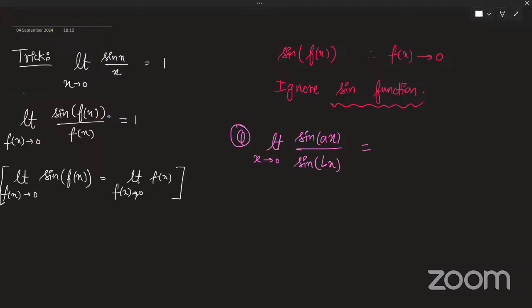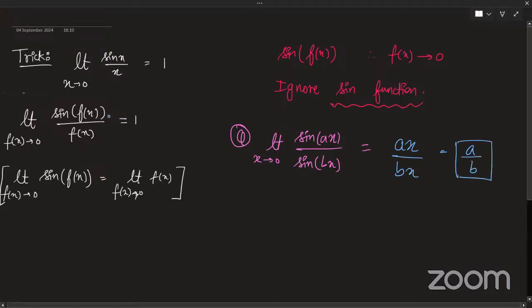Is that right, everyone? If my x is tending to 0, then a into x will also go to 0. So that means I can just remove my sine from here. So ax divided by, same way I can remove my sine from the denominator, bx, and I got my final answer a by b. Right? Got it, everyone? I just ignored that thing.